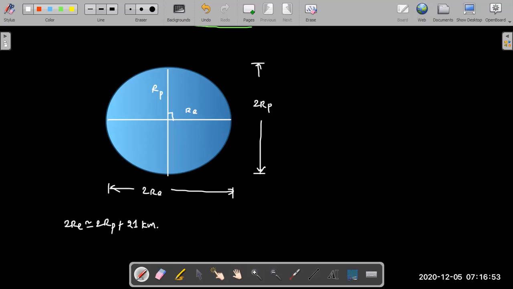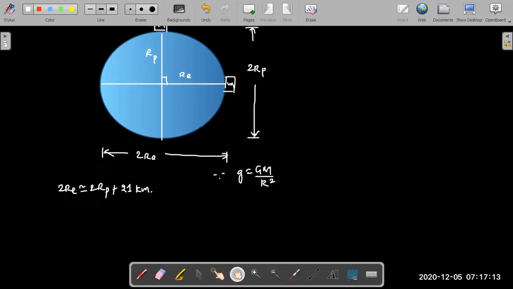Now, what we can say is that since g is equal to GM by R square on the surface, is that right? If you place a block of mass m at the pole and at the equator, since the radius at the poles is less than the radius at the equator, this implies the acceleration g will be greater than that at the equator. Not huge, but slightly greater.